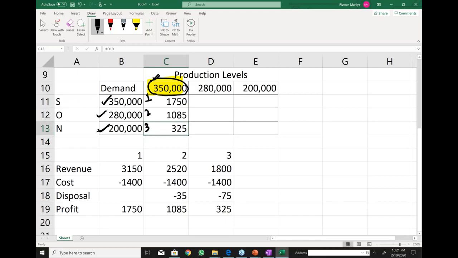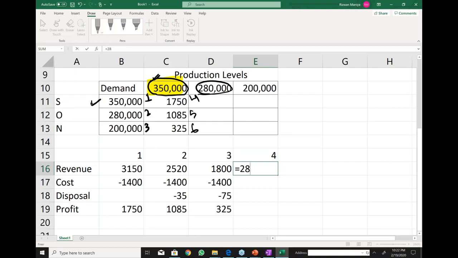Now, we are done here. Let's move on to the next working, 4, 5, 6. Now, let's see what happens. If you produce 280,000, so if demand is 350, how much will you be able to sell? Guys, come on, reply. If you produce 280,000 and the demand turned up 350, how many can you sell?